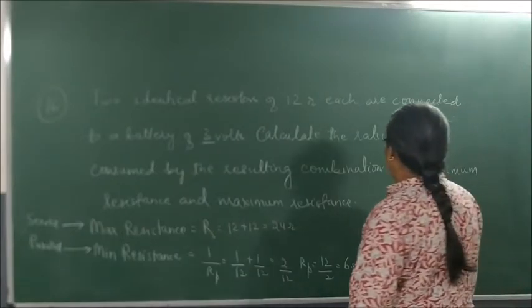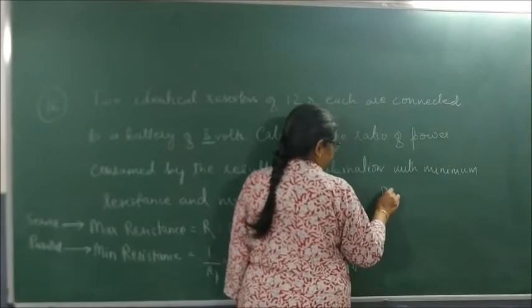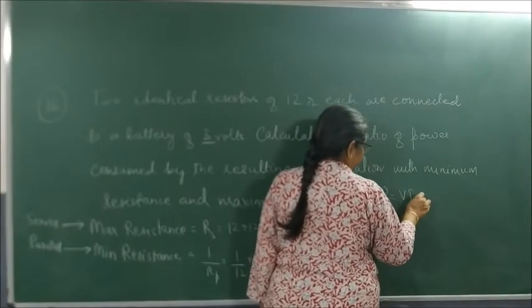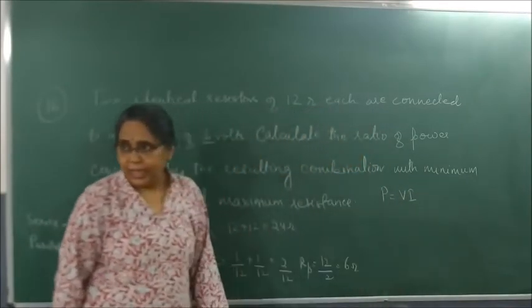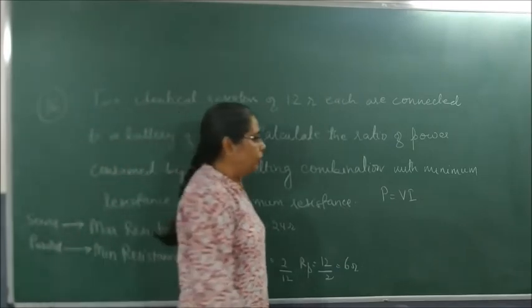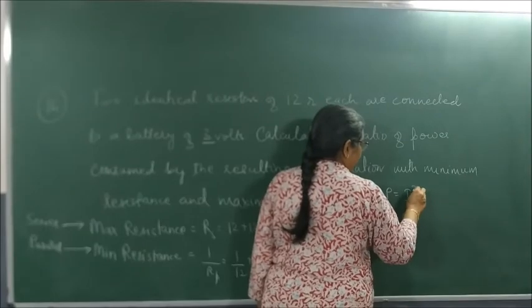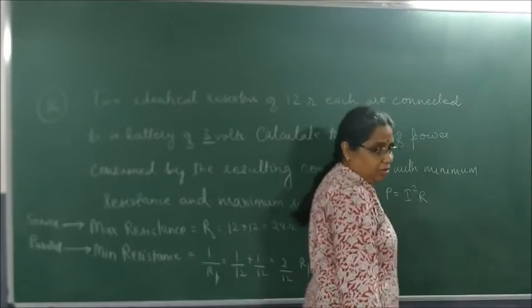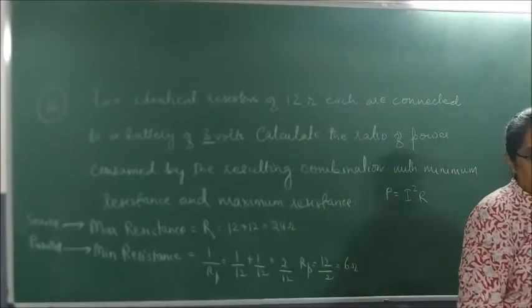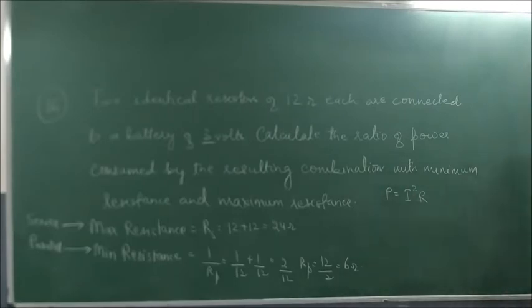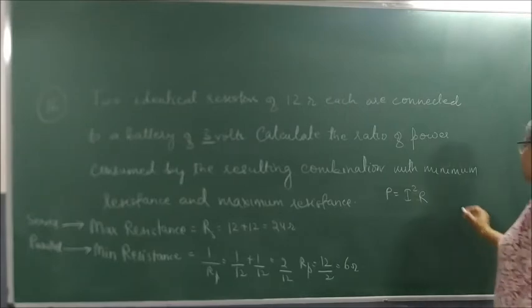P is equal to VI formula. Okay? But we don't have any R. So what will we use? P is equal to I square R. Correct? P equals I square R. Do I have any I? No. So I can find out I using the formula what?